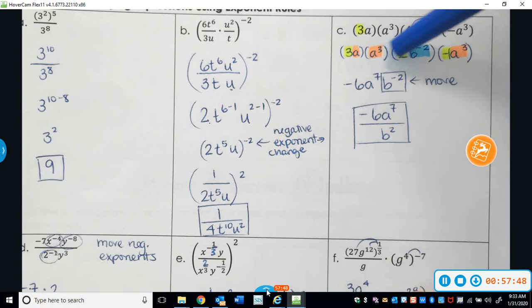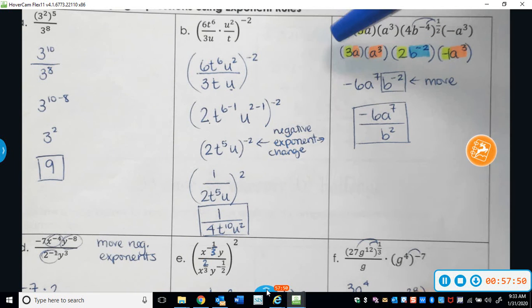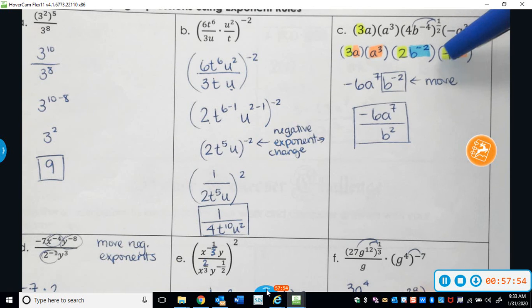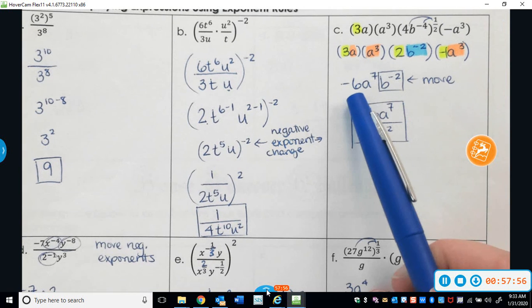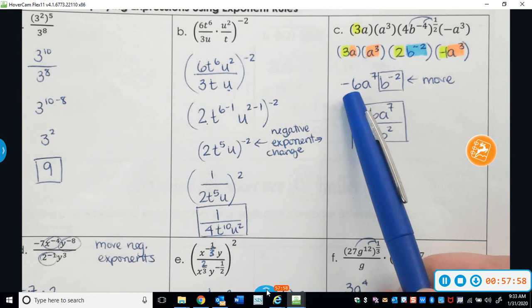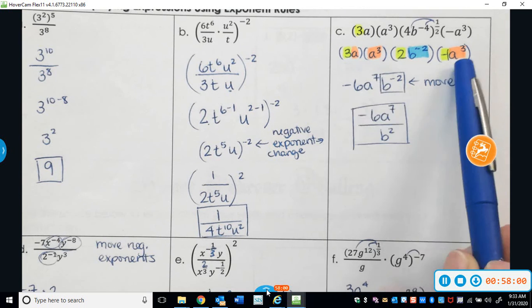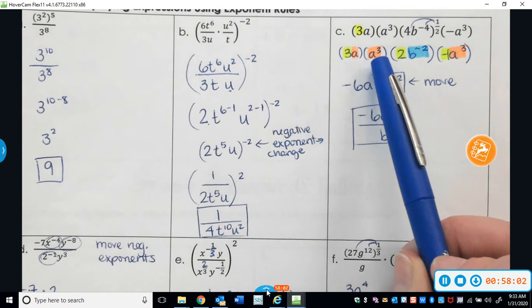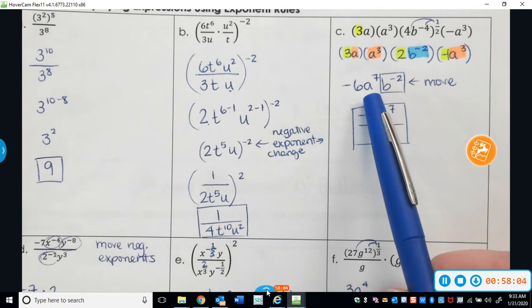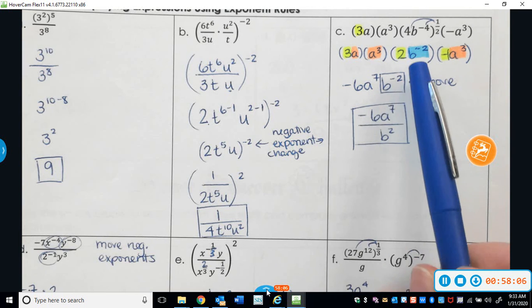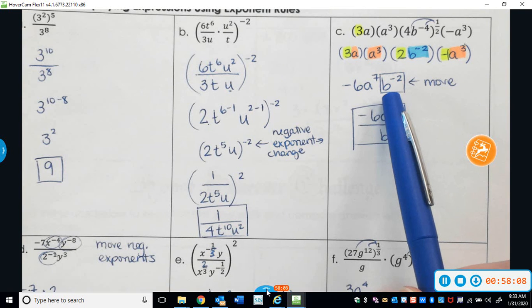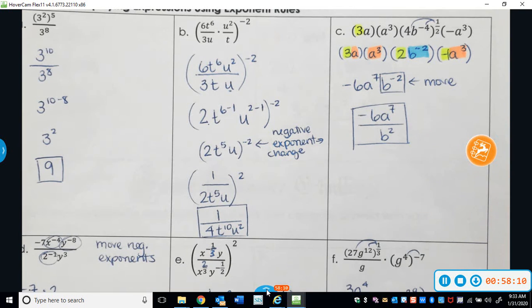Since all these things are being multiplied, I can go through and I just found all of the regular numbers. So 3 times 2 times this negative, which is a -1. All of that's going to give me this -6. And then I looked through and I found all my a's, and if they're being multiplied together, I'm adding their exponents. There's 7 of them all together. And then there's just one of those b's, but it has a negative exponent, so it's going to have to move down.